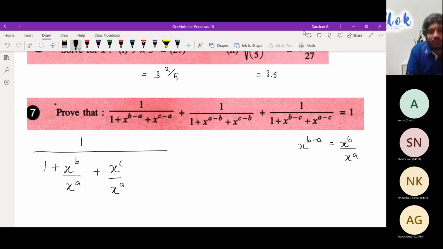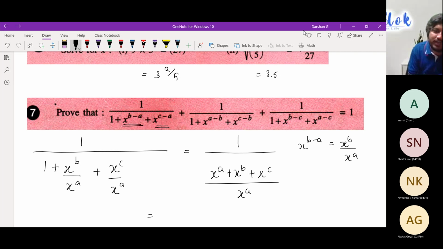Okay, so this is very simple. x to the power of b minus a, b minus a can be written as x to the power of b divided by x to the power of a. Similarly, c minus a, I can do that. Once I do that, only the denominator remains. The LCM is x to the power of a, so in the denominator with the 1 we have x to the power of a plus x to the power of b plus x to the power of c.